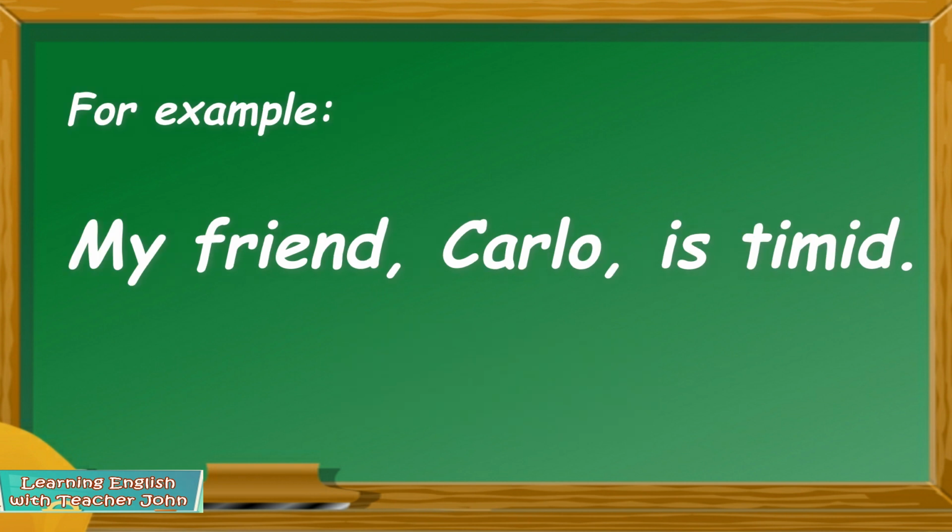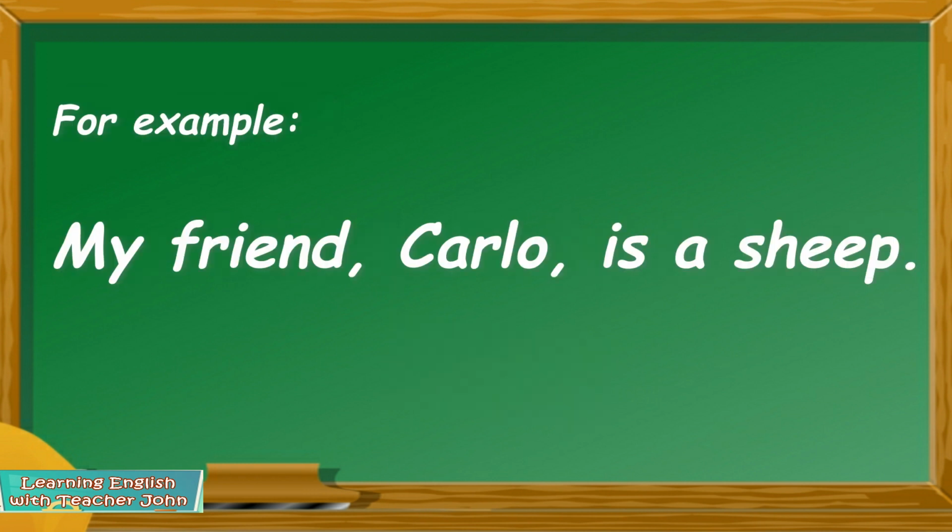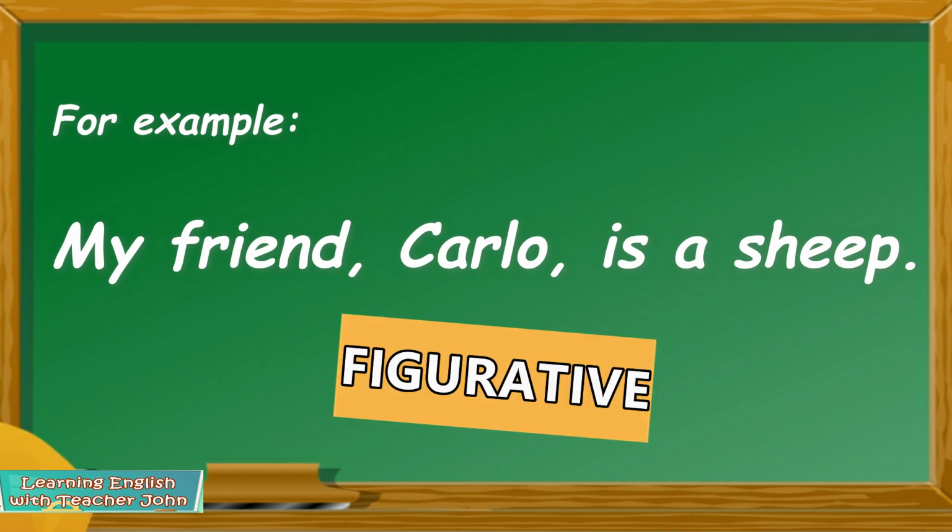Let us have another example. My friend Carlo is timid. When saying or writing this, you just want to tell someone that Carlo is timid or gentle. Therefore, this is literal. But if you want to be creative and sound interesting, you say, my friend Carlo is a sheep. The sentence used metaphor. Carlo is directly compared to a sheep, which is usually used to describe someone who is timid or gentle.